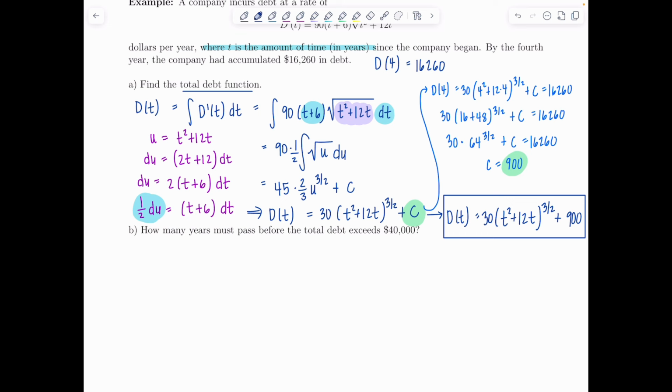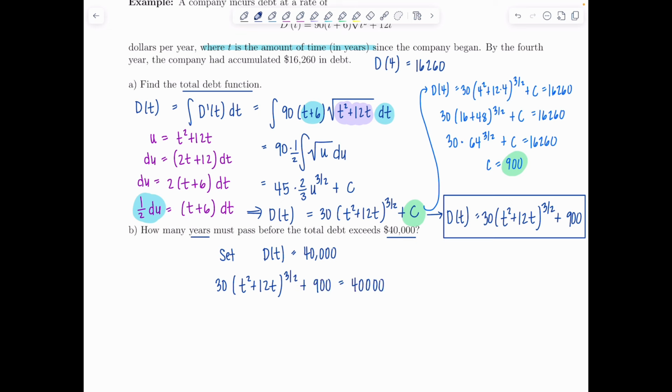Now, part B says how many years must pass before the total debt exceeds 40,000. So now that we have the debt function, I want to know how long it takes for this to be more than 40K. So I'm going to set it equal to 40,000 and solve for t. Okay, so let's set d of t equal to 40,000. So that's 30 times t squared plus 12t to the 3/2 plus 900 equals 40,000.